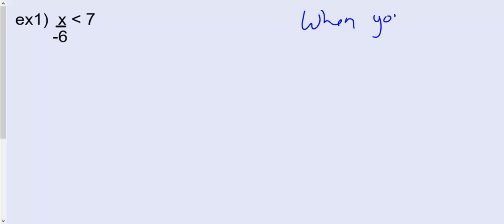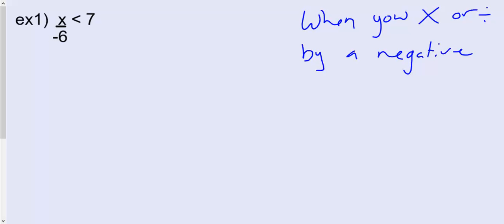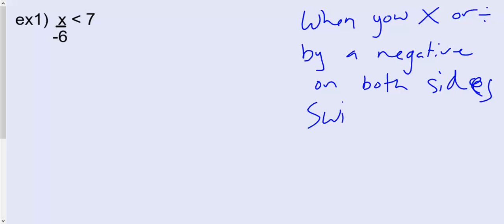When you multiply or divide by a negative on both sides, switch the sign. And like I said, I will explain this tomorrow in class.